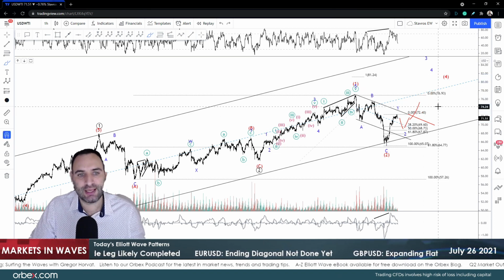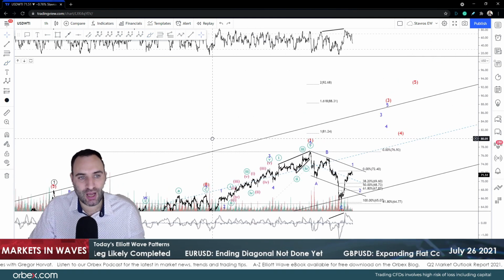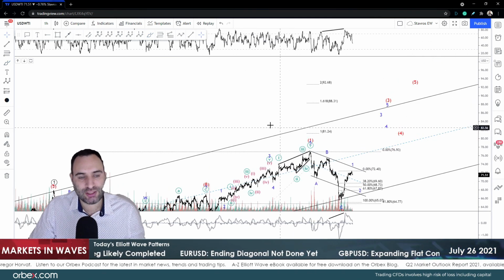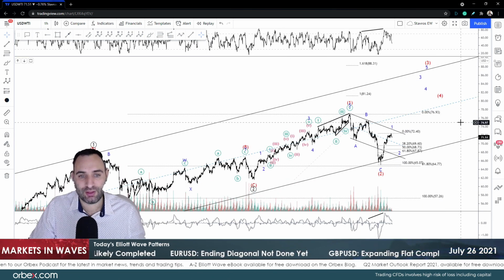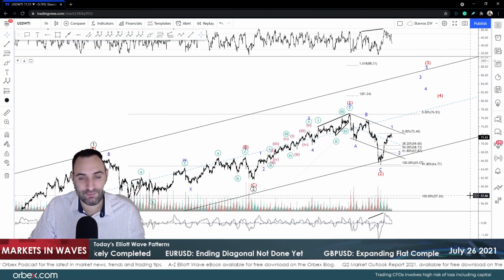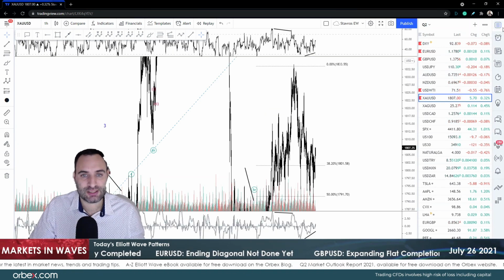In either case, I want to remain outside that channel in order for us to keep moving higher and reach the 81, 88, perhaps even $92, depending on whether this is going to be an ABC or 1, 2, 3, 4, and 5. So medium term as well, very good opportunity. And finally, guys, gold.